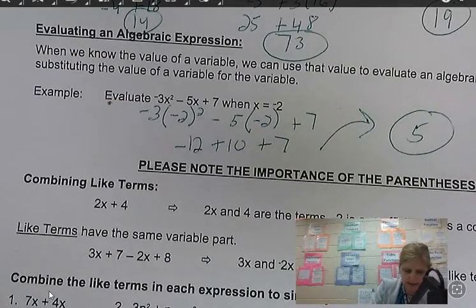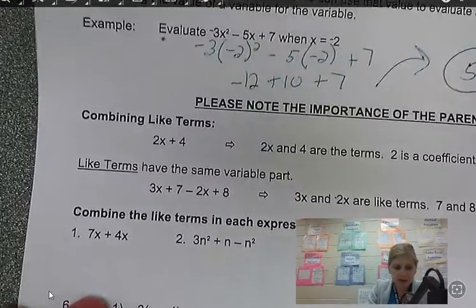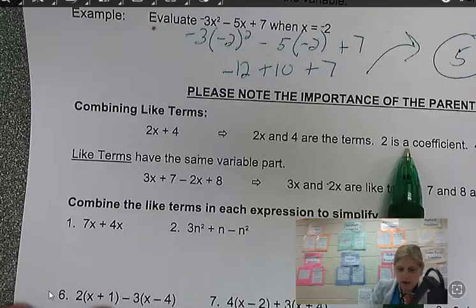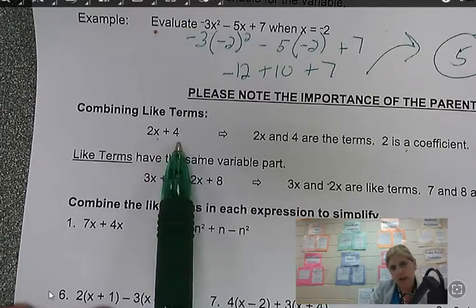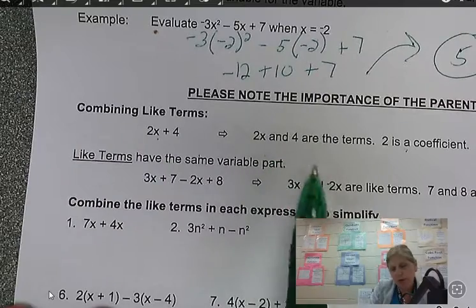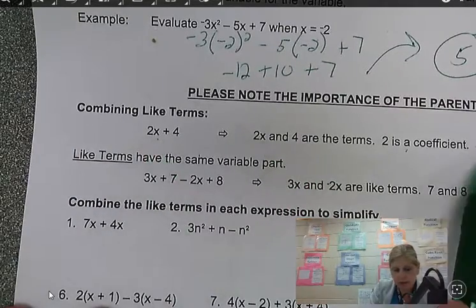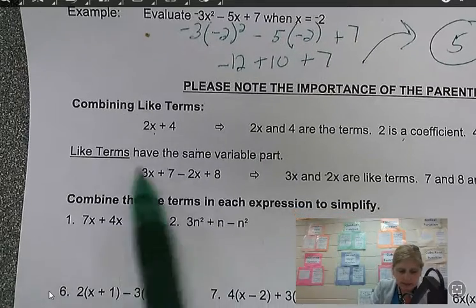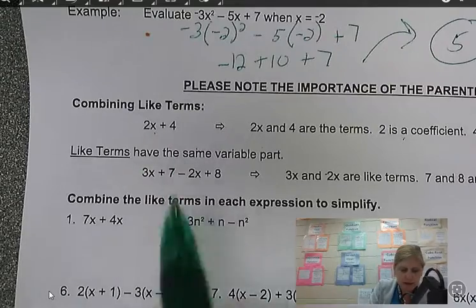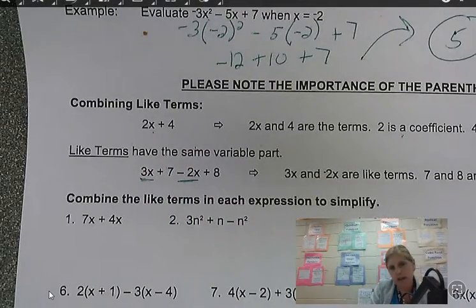We want to practice our combining like terms, which we started yesterday. So we first have 2 as a coefficient. When we have something like 2x plus 4, 2x and 4 are the terms. The terms are separated by an addition or subtraction. 2 is the coefficient, 4 is the constant. Like terms have the same variable part.